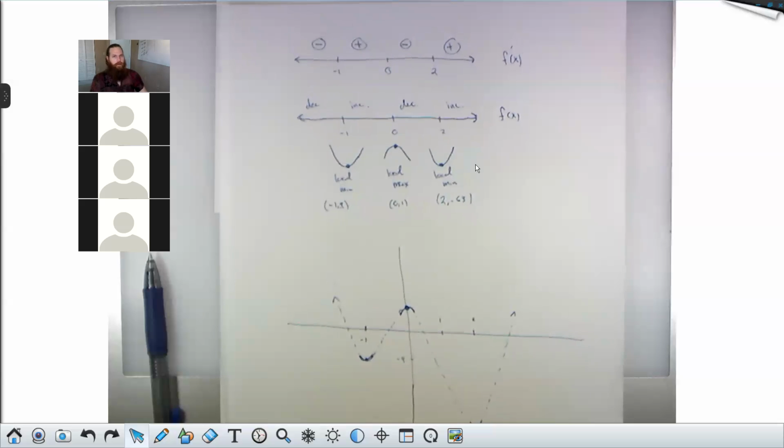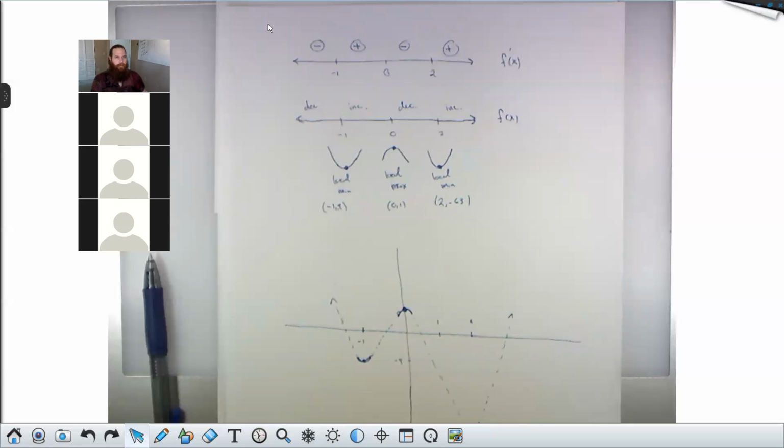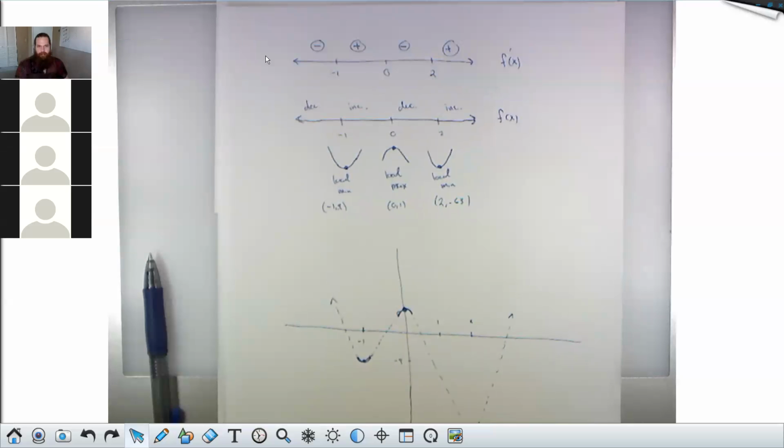Questions on these number lines? Was anybody able to follow how I filled out this number line for f prime? Do you guys remember doing this stuff in pre-calc? Where you had to make these?